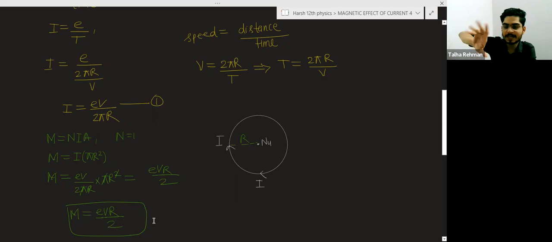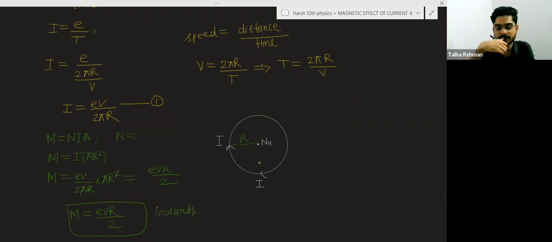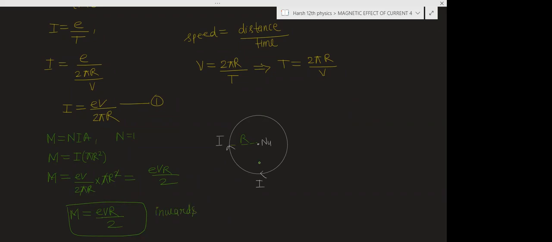Now when you find the direction of the magnetic moment, just apply the right hand rule. Curl your fingers along the sense of the current. So your magnetic moment will be inwards.